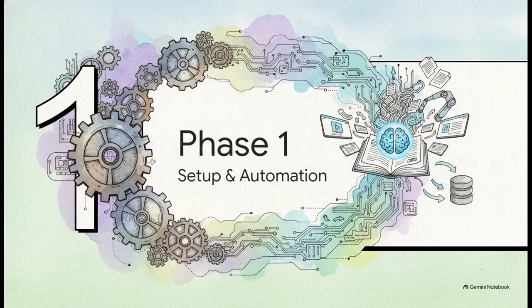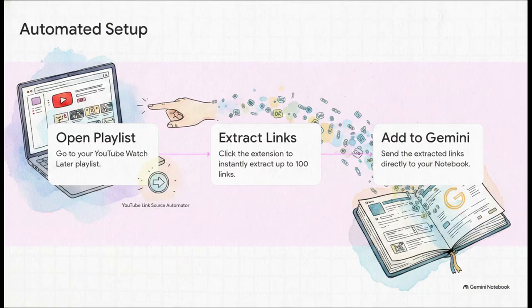All right, phase 1, setup and automation. Setting this up is actually incredibly satisfying. Step 1, just open up your existing YouTube Watch Later playlist. Step 2 is where we bring in a little outside help. You're going to use a Chrome extension. The author specifically recommends one called the YouTube Link Source Automator. You just click the extension, hit Extract Playlist, and boom, it instantly pulls up to 100 links from your list in one go. Step 3, click Add All to NotebookLM. And just like that, it populates your brand new Everything notebook in seconds. You completely bypass all that manual copying and pasting. It's almost too easy, right?